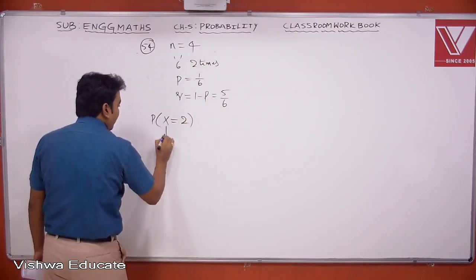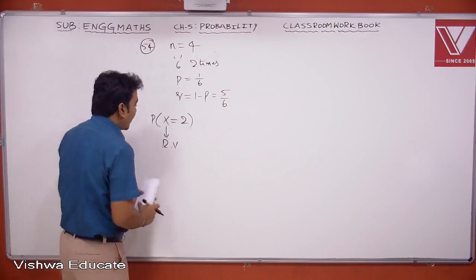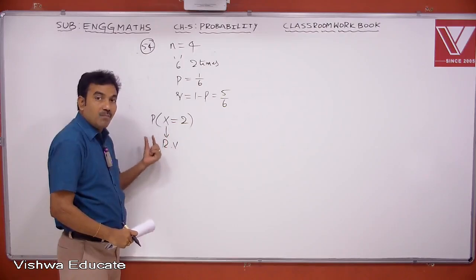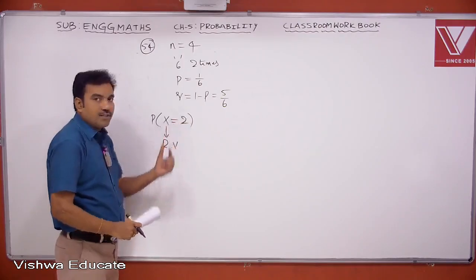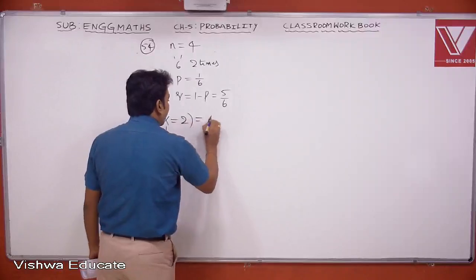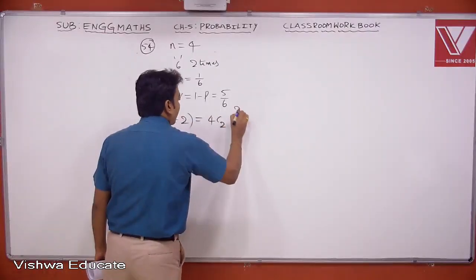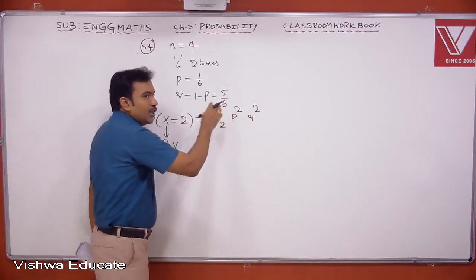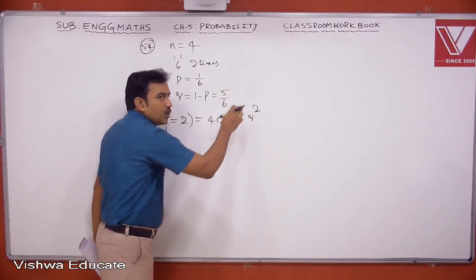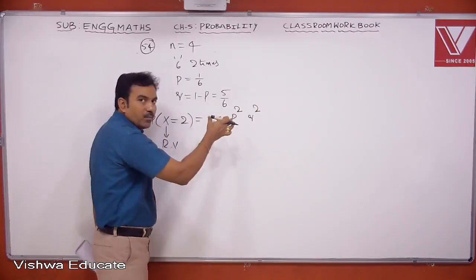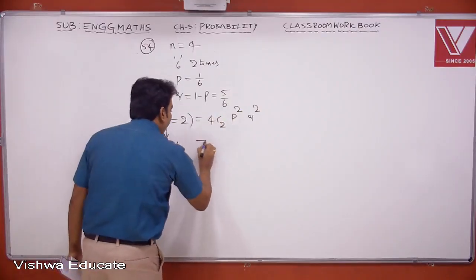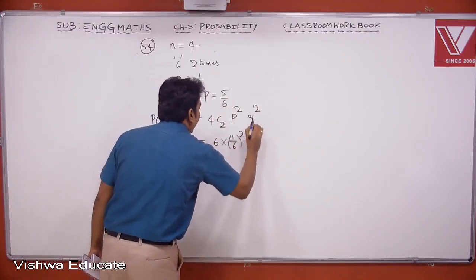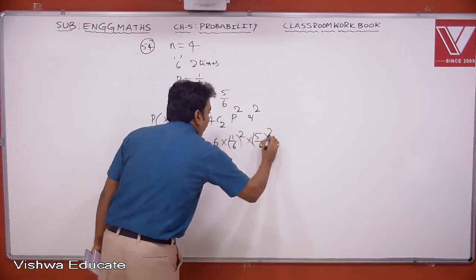Here x is a random variable which represents the number of times 6 shows up. So P(X = 2). By the binomial distribution formula, this is 4C2 into p square into q square. 6 has to appear 2 times, non-6 has to appear 2 times. This is the PDF of a binomial distribution, right? So 4C2 is 6. The value of p is 1 by 6, so 6 into (1 by 6) whole square, q is 5 by 6, into (5 by 6) whole square.